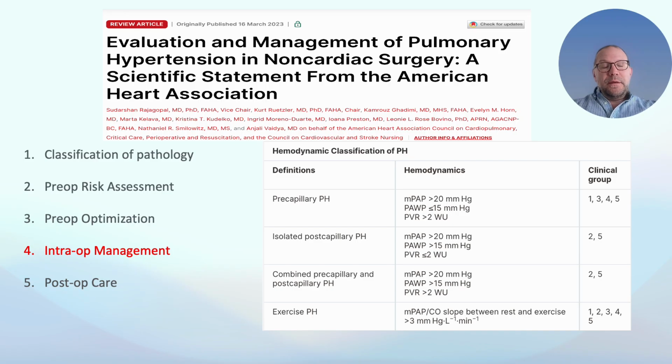And then also, I think mentally, a nice way to classify them is the hemodynamic classification you'll hear about. Specifically, precapillary PH, with those hemodynamic markers in that first row.